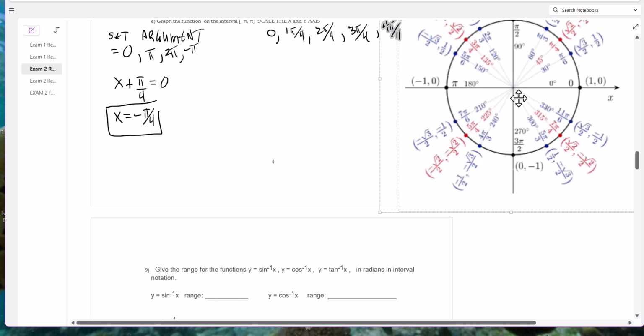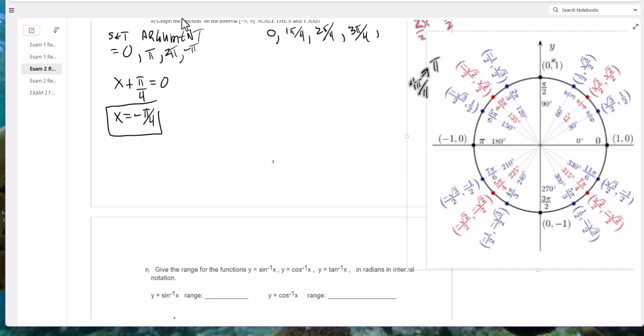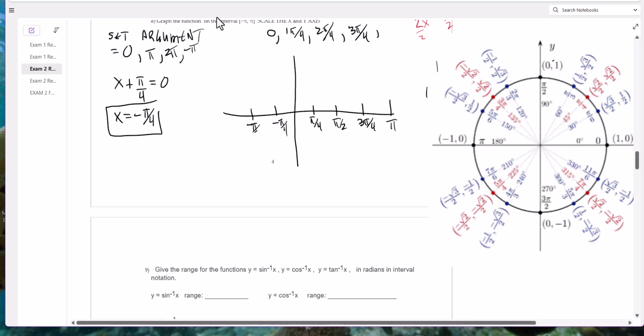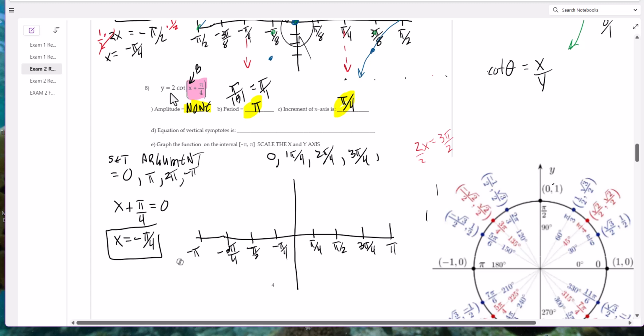Okay? So now when I put this together, I'll get my graph set up. So I'm going to go pi over 4, pi over 2, 3 pi over 4, and then up to pi, negative pi over 4, negative pi over 2, negative 3 pi over 4, and then to negative pi like that. Now it looks like I have a 2 in front, so I'm just going to make this go up to 2 and down to negative 2 like that.